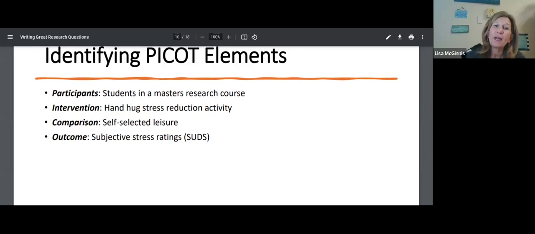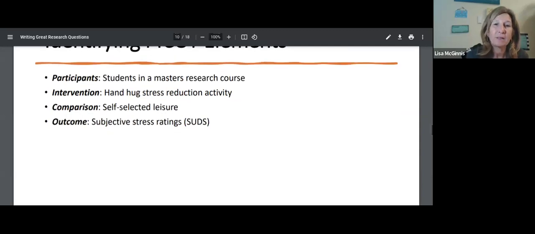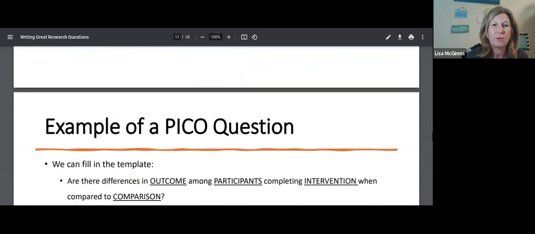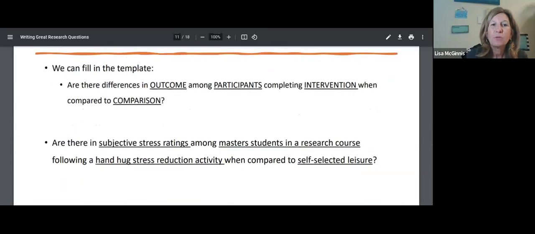And then what are we going to look at for our outcome? How are we going to assess that? Subjective stress ratings. So this does not always have to be, it can be subjective is what I want you to understand as far as your assessment goes. So be aware that that's a possibility as you're writing your PICO questions. So once we know what we want to look at, we can just fill out the template, which is what you're going to do in Blackboard.